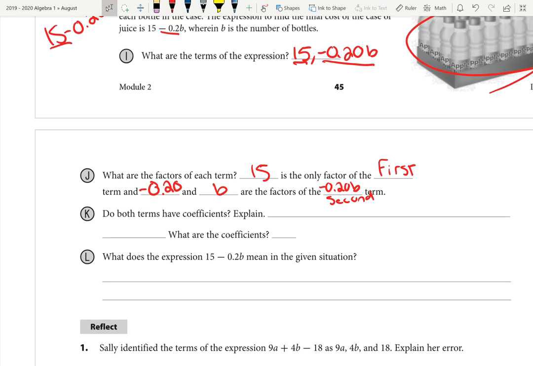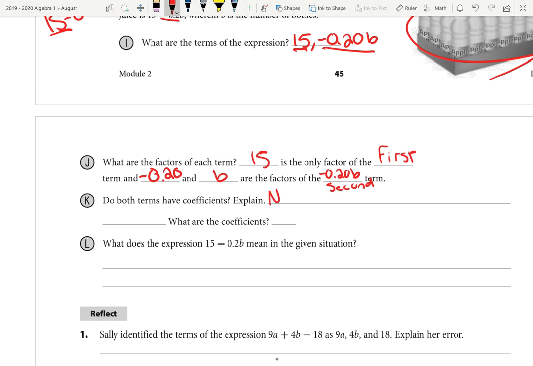Do both terms have coefficients? Explain. And the answer here is no, they don't. Because remember, coefficients only go with the term that has a variable. So no, 15 has no variable, so it's not a coefficient.